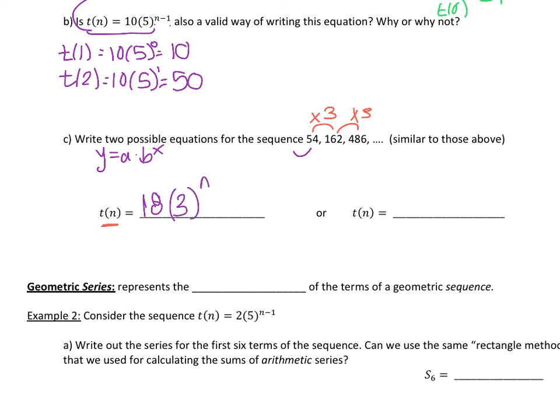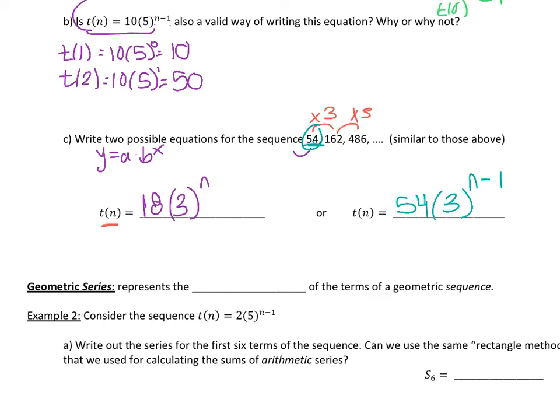Or we can write this sequence using the other option we did above, where instead of starting with the 0th term, we can start with the first term, 54, times the common ratio of 3, but we need to account for not going backwards one, and we do that right here, so it's raised to the n minus 1. So these are the two possible formulas, or two possible equations, for this sequence.